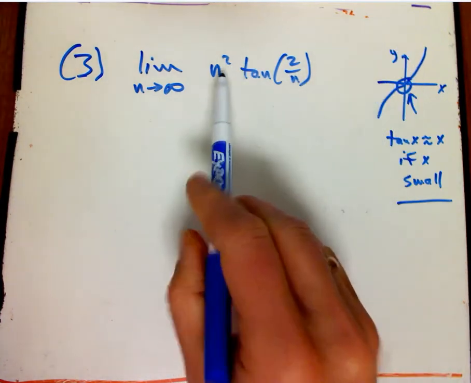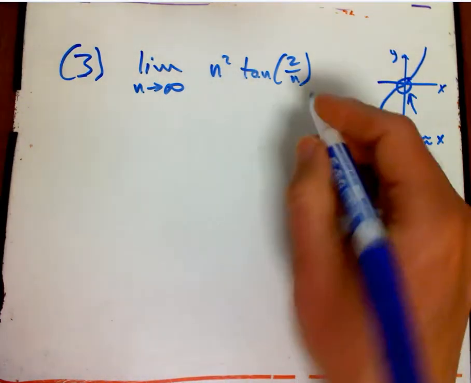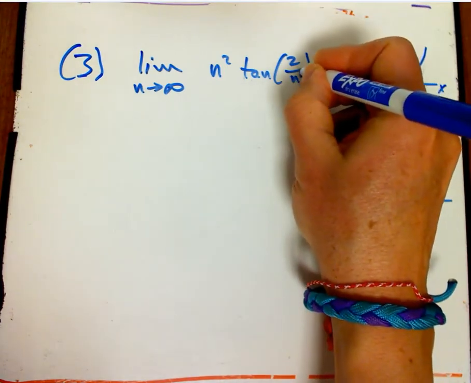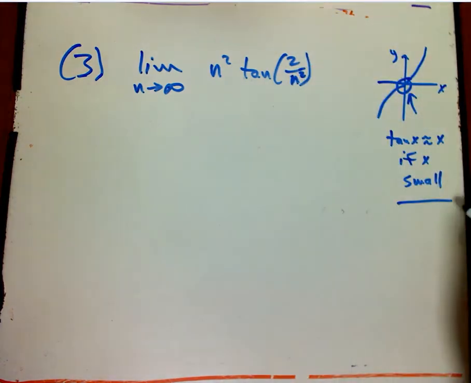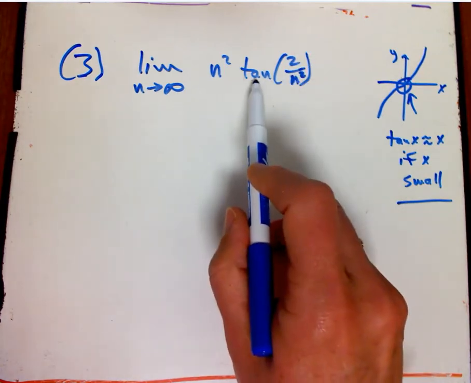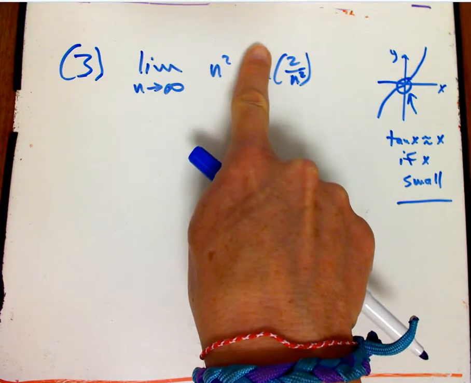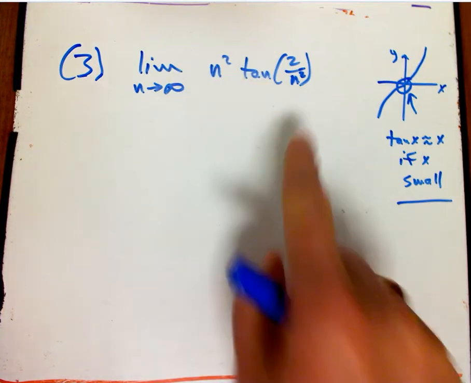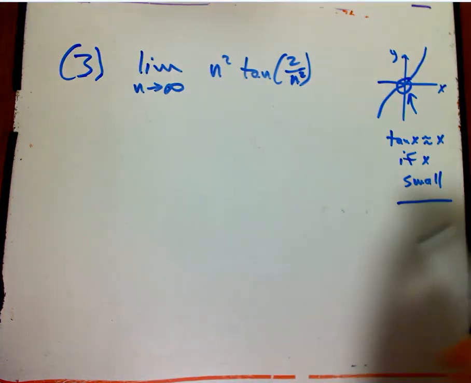And then, actually, let's make it 2 over n squared. I think that's the one I really wanted. I just misread it. But still, if n is big, then this is very, very small. The tan essentially doesn't do anything. It really should come close to canceling out and give something very close to 2. So how can we do that?